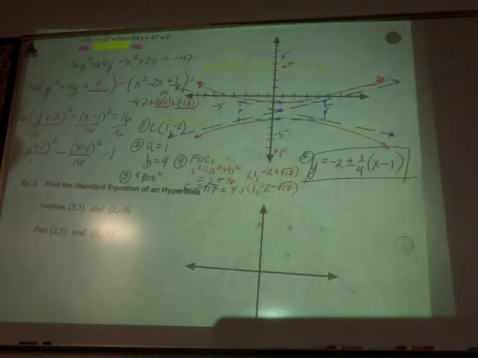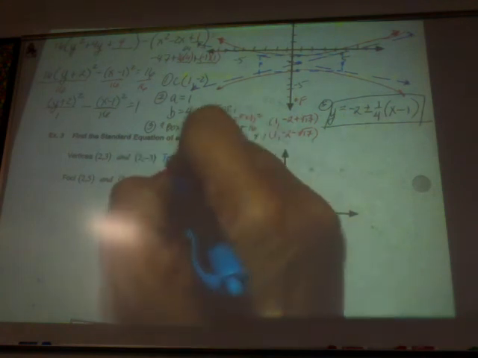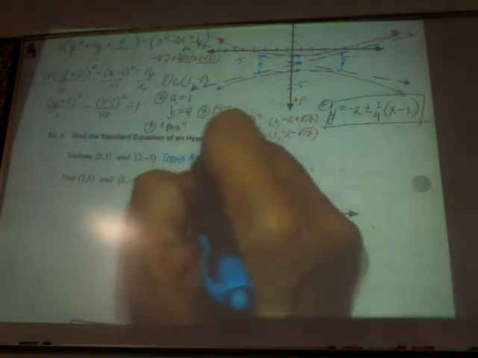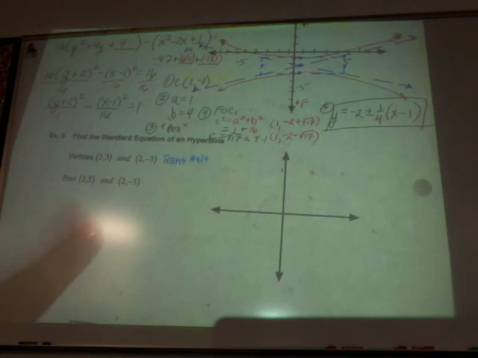Okay, so you're going to find the standard equation of a hyperbola given the vertices. The vertices are always on what? This is on the transverse axis, right? So that tells you what your center is. It's going to tell you what your A or B is. Which one? A, right? A is underneath your transverse axis, A squared.